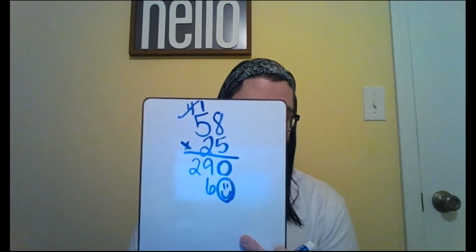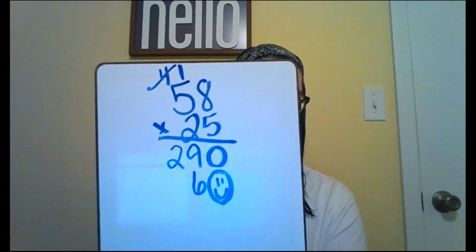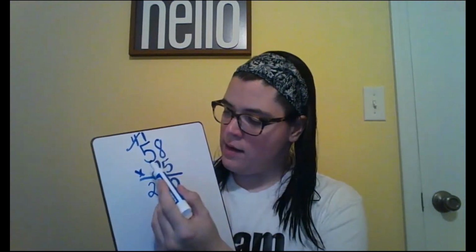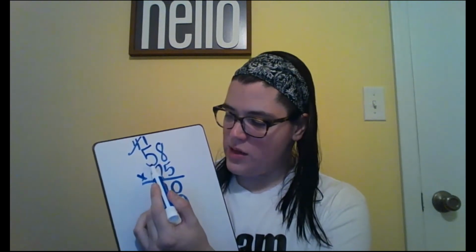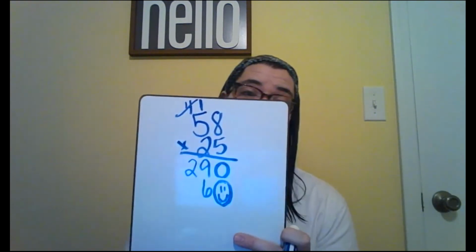So I'm going to put my 6, and I'm going to carry that 1. That 1 represents one group of 10. So it's like carrying a 10. Okay, so now we have to do this right here. That's like 50 times 20. So think about, what is 5 times 2? 5 times 2 is 10, plus our 1 would be 11.